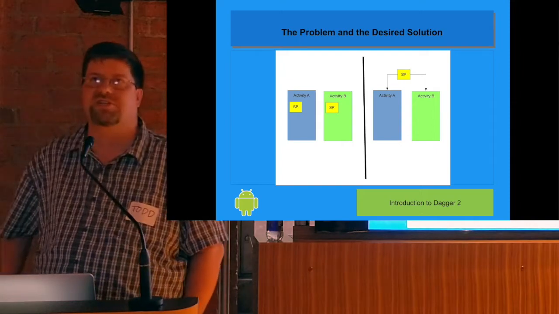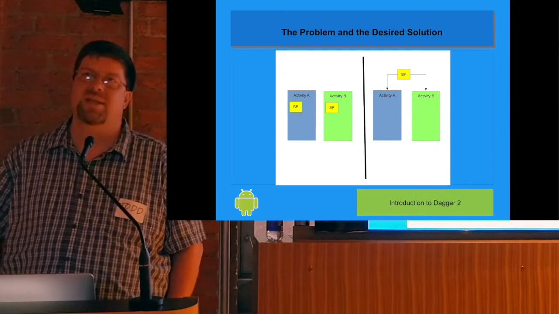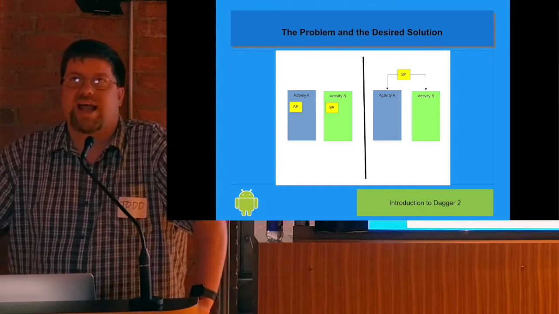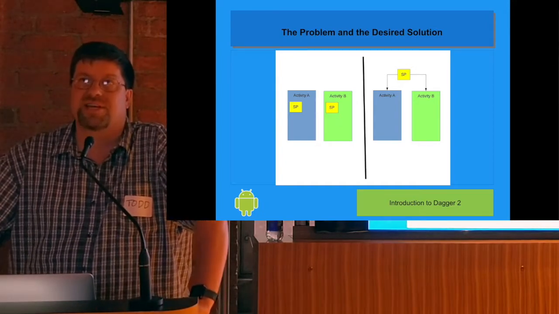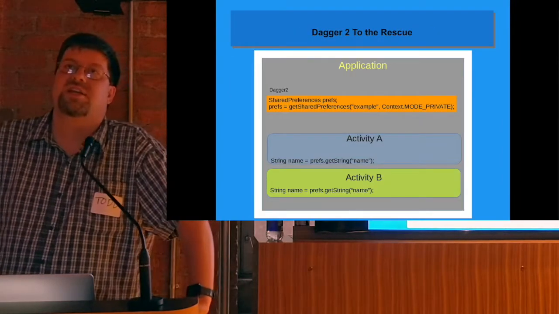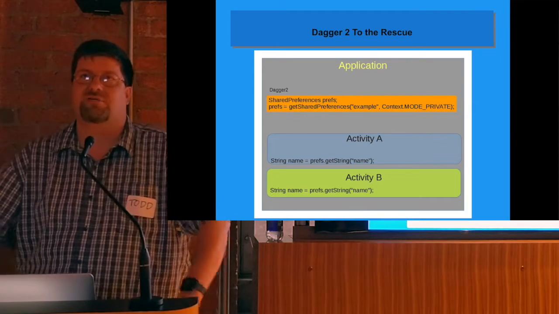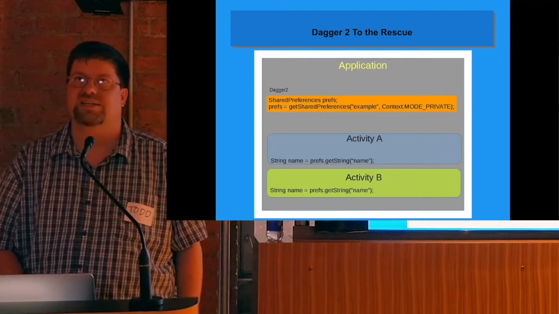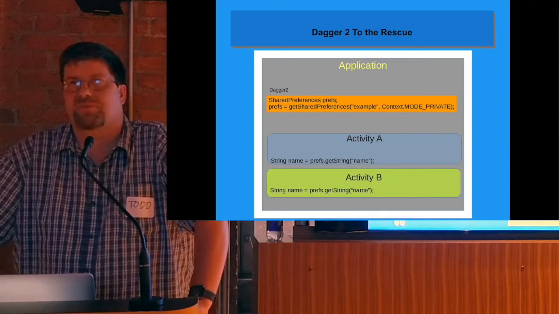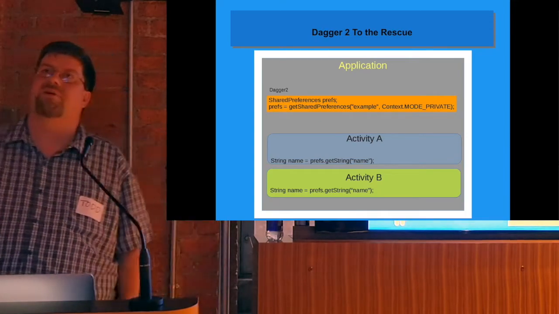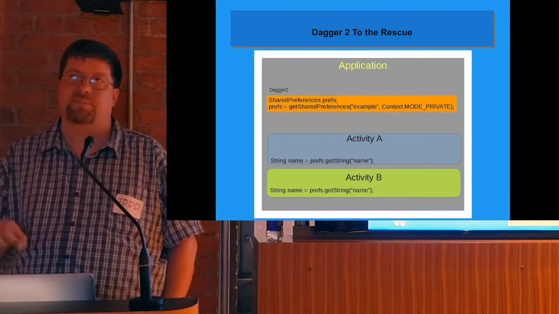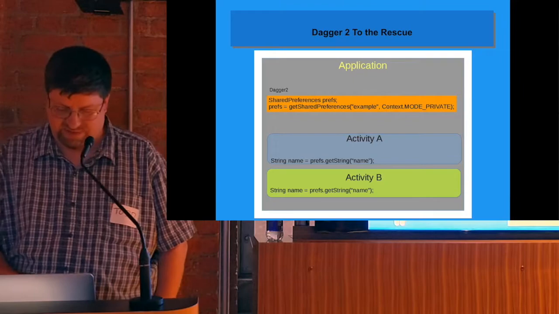We have two activities, A and B, that don't actually run in the same process. The same process is represented by an application. The application runs Dagger 2 to create the shared preferences and inject them into the activities. Basically, Dagger 2 in a nutshell: we're going to create modules to provide the dependencies, create components to link modules to activities and frameworks, create the component instance in the application, and inject dependencies into the activities and frameworks.